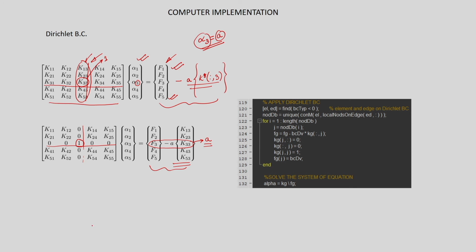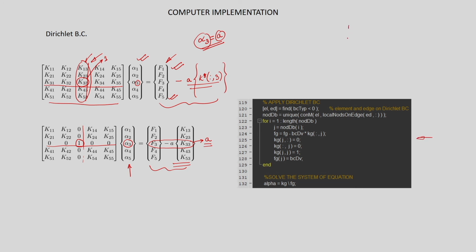Now, there is another procedure where we delete the ith row and ith column. Obviously, before that we have to modify the right hand side following this, and then in the solution vector we have to insert the value of alpha 3 as a. After calculating the other alphas, we just insert the value of alpha 3 as a. So, this is another alternative method. We are following the first method that I discussed, and here is the implementation.